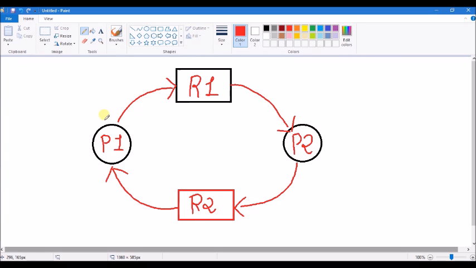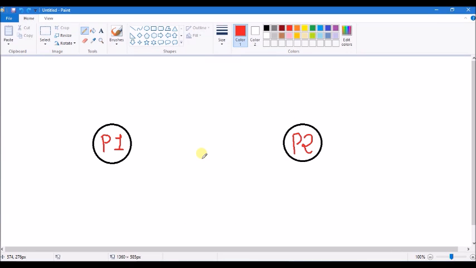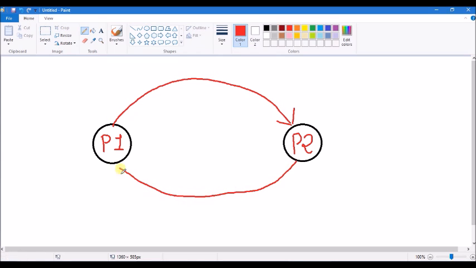for process P1. So we can remove the nodes of resources, which decreases the time complexity as well as space complexity. So now let's remove these resource nodes and directly draw the line from process P1 to process P2 and process P2 to process P1.